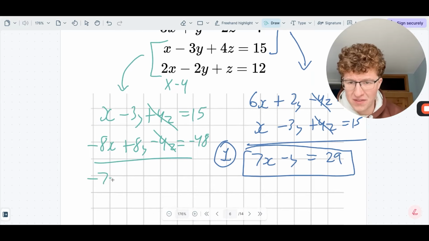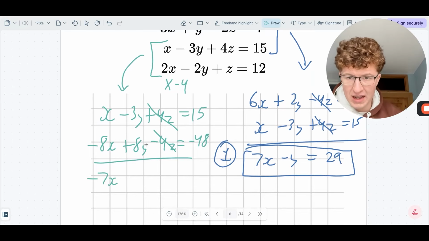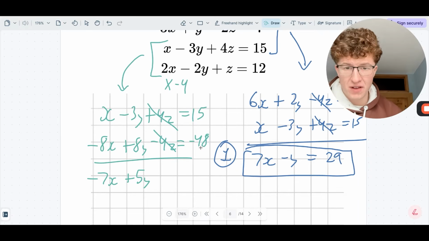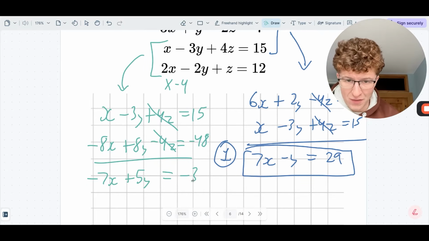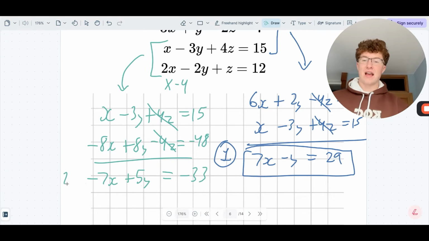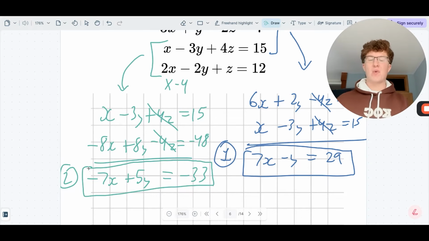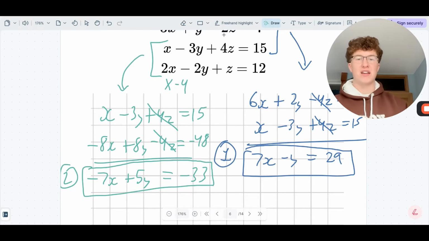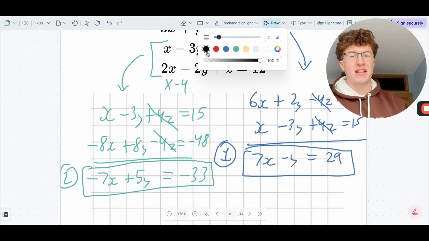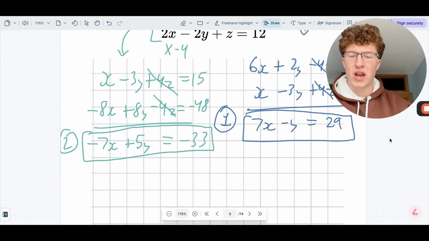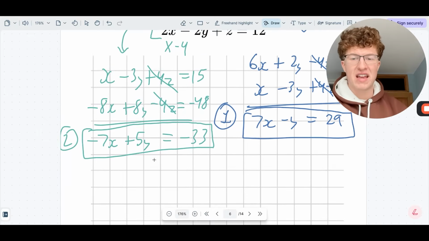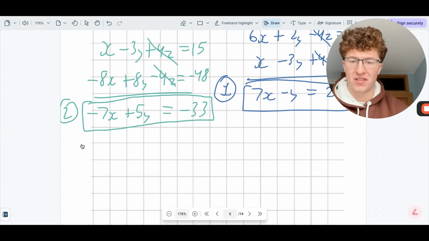We're going to get a negative 7x and then a plus 5y, because 8 minus 3 is 5. And then a negative 48 plus 15 is going to be negative 33, like that. And this is equation 2. Put a box around it. Now we have 2 equations with x and y. So now we just have what we did in the last question earlier on with the simultaneous equations. We're going to cancel either the x's or the y's, and we're going to solve the rest of the equation.